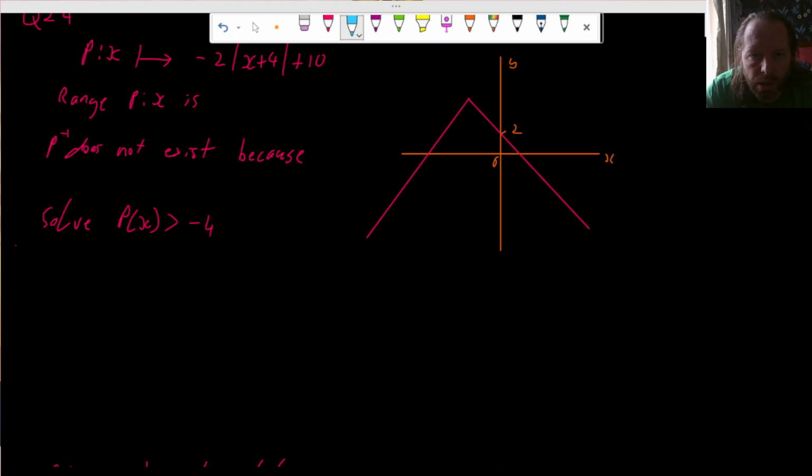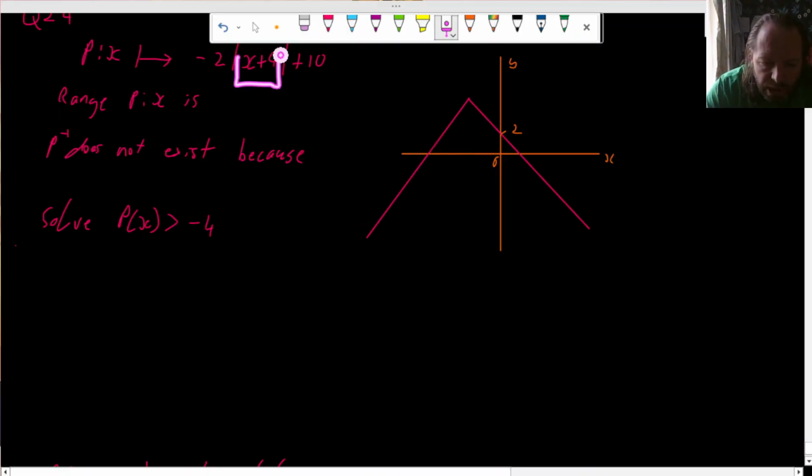Here we are, question 24 of the Functions and Graph, Chapter 2, Year 2. Given a function p of x equals minus 2 modulus, or absolute, of x plus 4, plus 10. What is the range of p of x? So, let's have a thought about this.